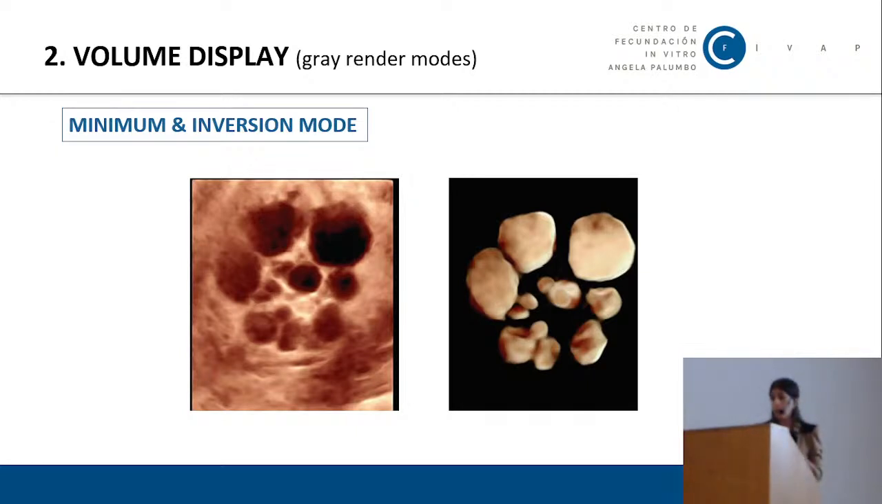And the inversion mode is the contrary. It converts anechoic structures into hyperechogenic structures. So the inversion mode can be used to show the hypoechogenic portions in the malformation shown with the minimum mode as solid structure. So if we have here this polycystic kidney in minimum mode, we can take those cysts, convert it in inversion mode, and make them as solid structures.